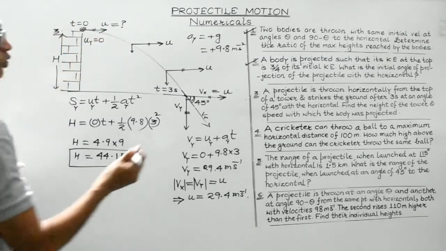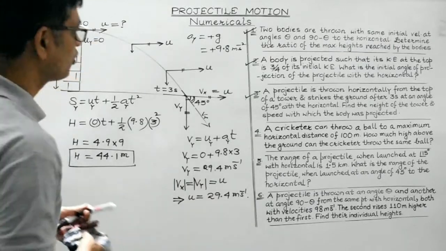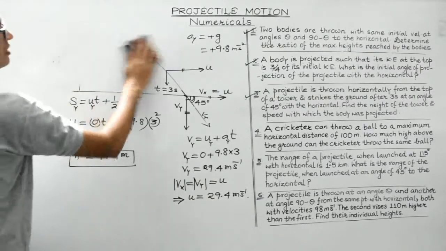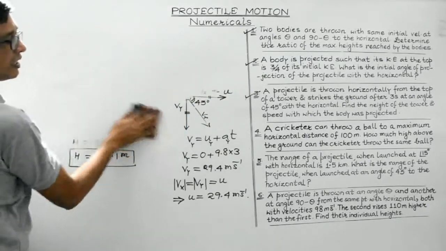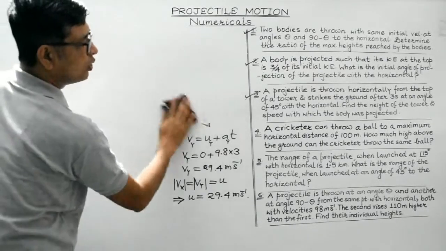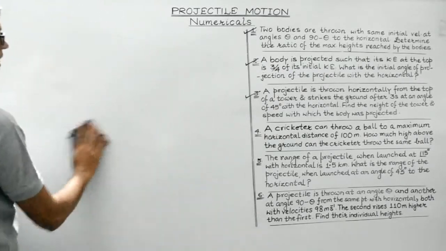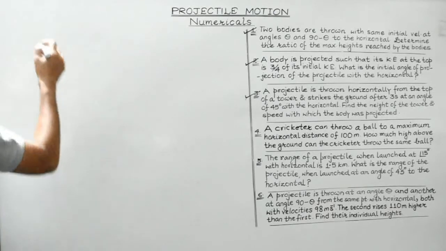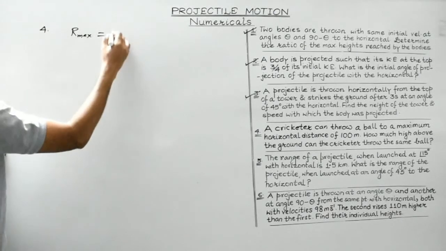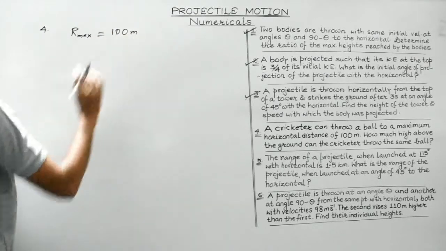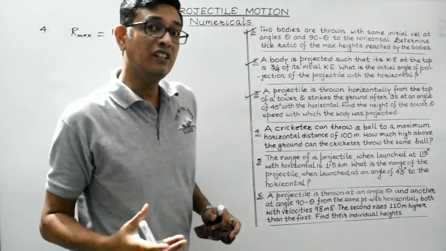Okay students, we are over with question number 3 as well. Let's proceed to the next question then. Question number 4. It's an interesting one. A cricketer can throw a ball to a maximum horizontal distance of 100 meter, right? Maximum. So it is the Rmax given. So maximum range is given to be 100 meter. This is given. How much high above the ground can the cricketer throw the same ball?